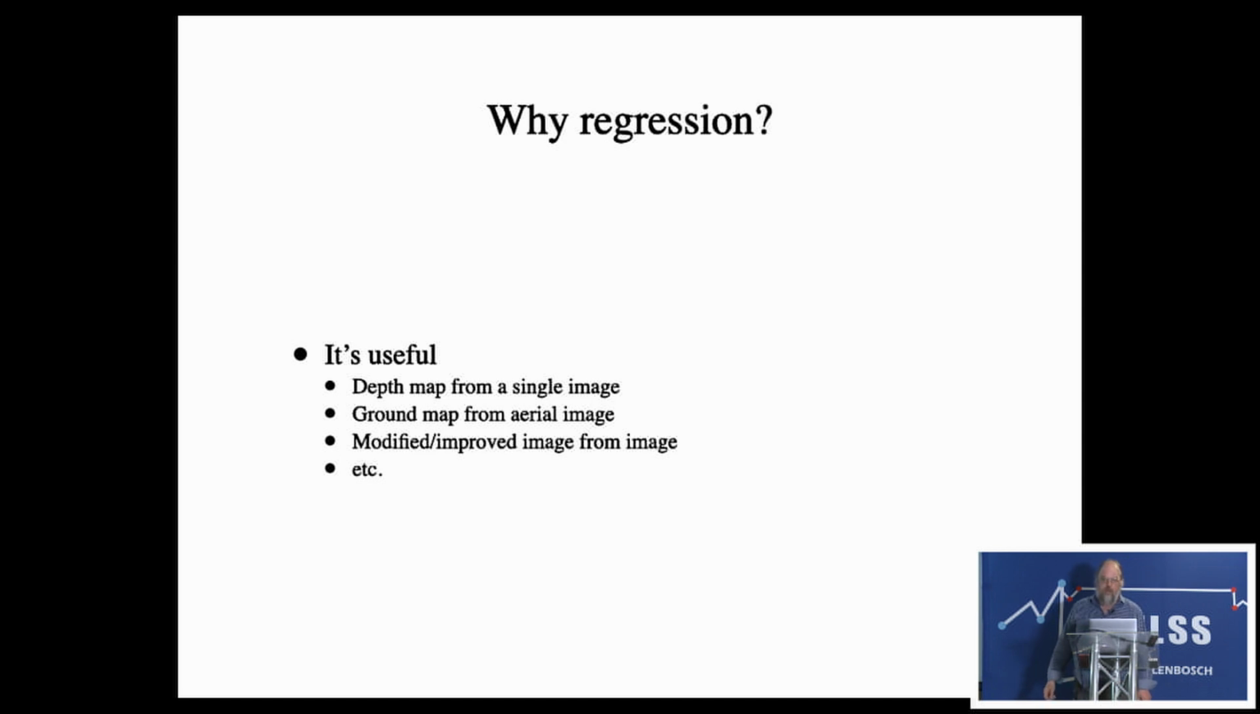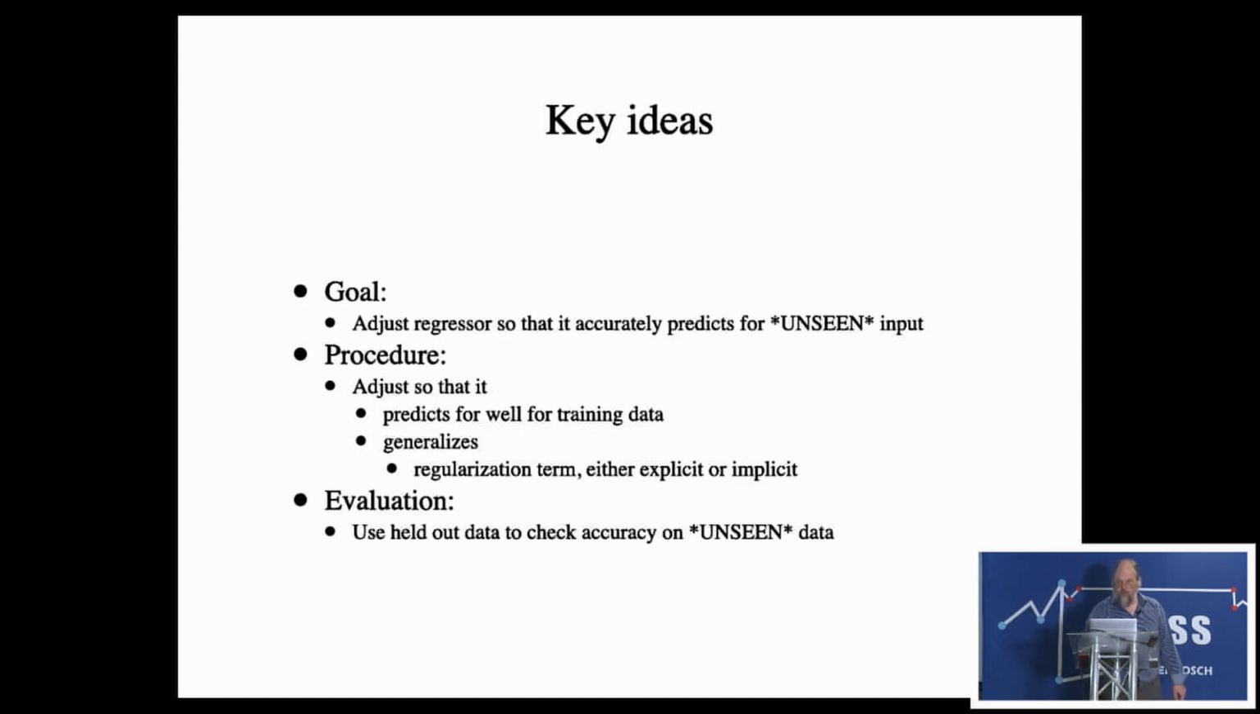Why? It's useful. The most useful cases: we'll talk about depth maps from single images, and ground maps from an aerial image. You overfly something and you want to label vegetation, roads, houses, that sort of thing. Or modified image from image. You've got a dark image, you want a bright image. You've got a blurry image, you want a non-blurry image. You've got a low-resolution image, you want a high-resolution image, that sort of thing.